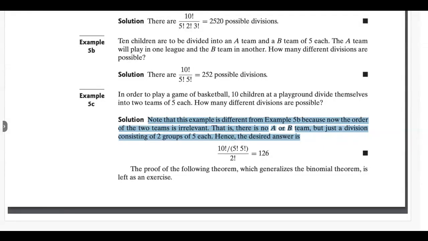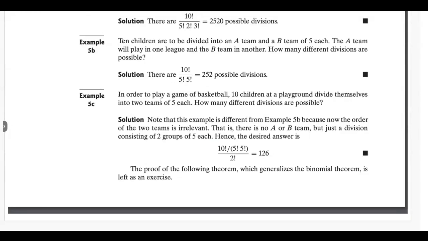So this example is different from 5B because now the order of the two teams is irrelevant. There's no A or B team. Oh, okay, as long as there are two teams. So do you see this? In this one, the order matters, right? Either you're in team A, so this is more like a permutation, or you're in team B. If you're in A, it's different from being in B. But this one doesn't care as long as there are two groups, more like a combination.